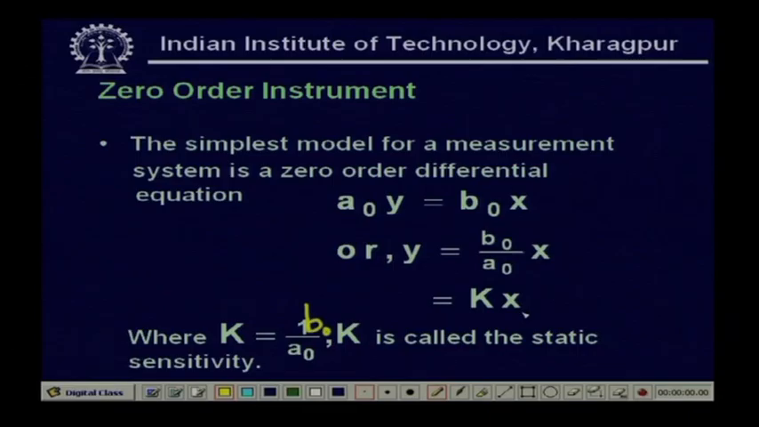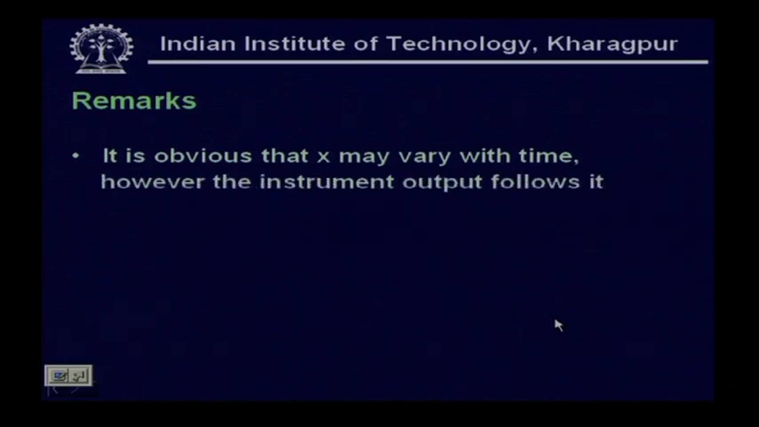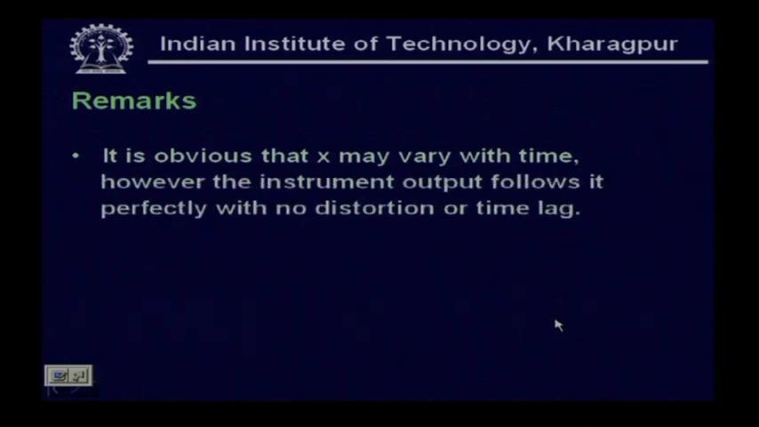Static sensitivity has a lot of influence. You will find the calibration curve of the entire system will depend on the static sensitivity. Remarks: it is obvious that x may vary with time. However, the instrument output follows it perfectly with no distortion or time lag. Whatever the input in the system, it will immediately appear at the output without any phase lag. So, that is a zero order instrument.